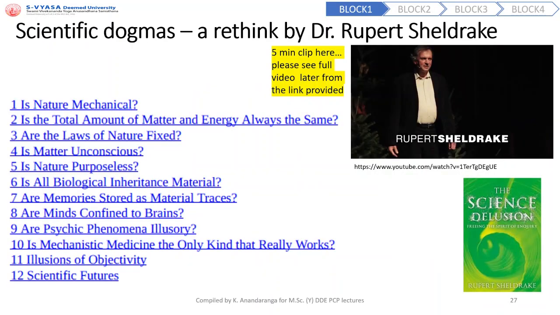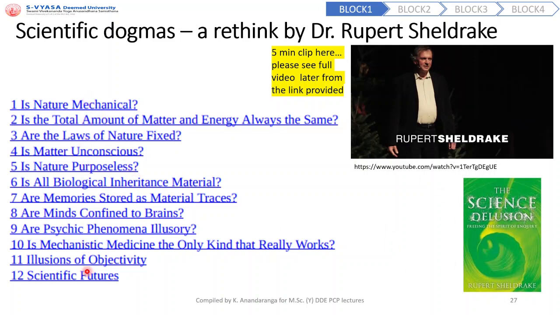One of the important points as part of block 1 is to realize that science is not the be all and end all. There is this limitation to science that we all need to acknowledge. And this was very beautifully explained in the book The Science Delusion by Dr. Rupert Sheldrake. There is a YouTube video that I would recommend all of us to watch, where he walks us through his book and the key concepts from his book.